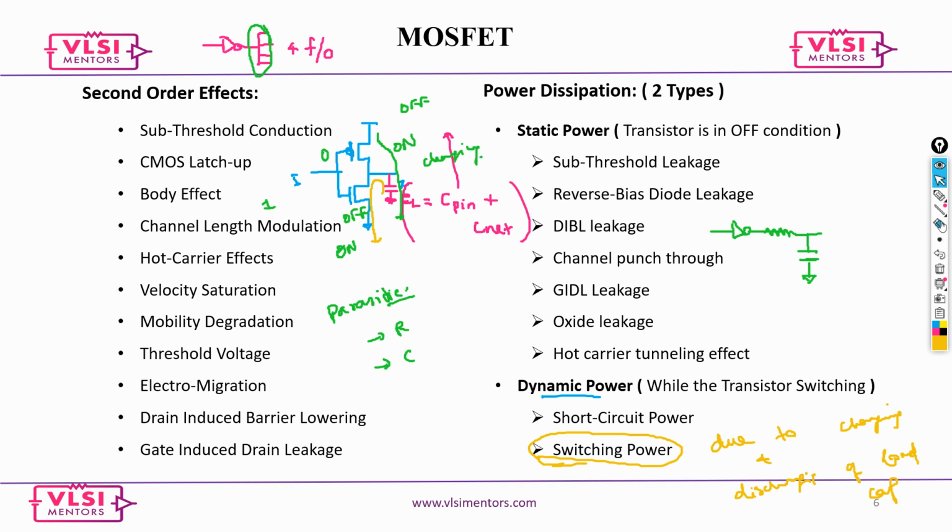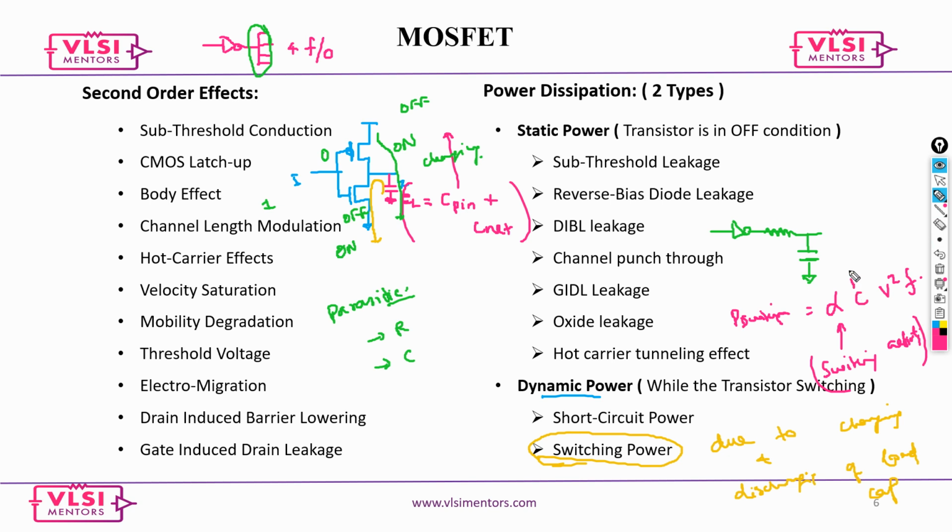Now, one thing that you guys have to understand here is your formula. P switching is basically alpha C V squared F. So it purely depends on your switching activity. Switching activity is the main factor.